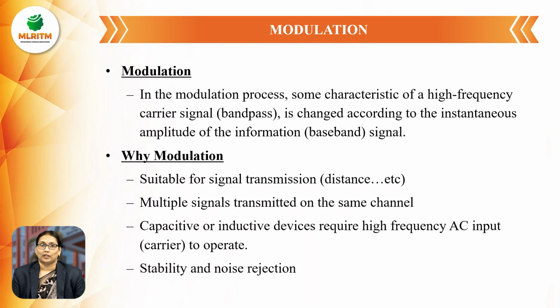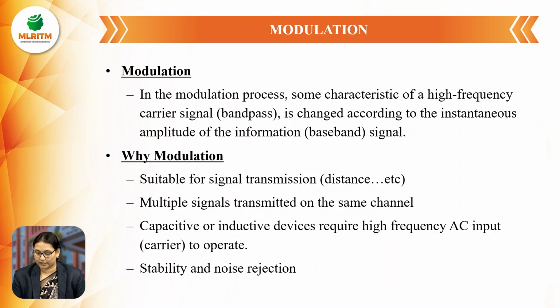So modulation. What is meant by modulation? Modulation is the process in which the characteristics of the carrier wave is varied in accordance with instantaneous values of the modulating signal. So what are the characteristics of the carrier wave? What is meant by carrier wave? Carrier wave is a high frequency signal. So what are the characteristics of a carrier wave? The characteristics of carrier wave are amplitude, frequency, and phase.